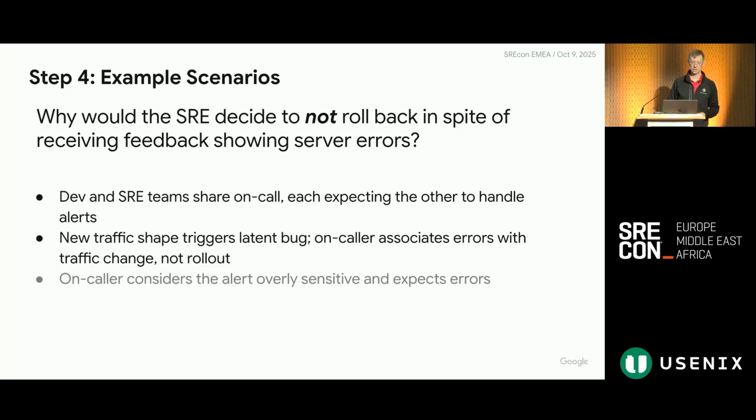Or maybe the on-caller considers this particular alert to be oversensitive. I think we had some of those, like they don't trust the feedback. They expect to see these errors, so maybe they decide not to roll back.